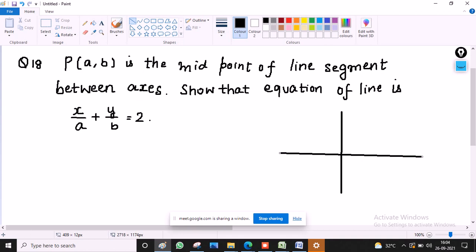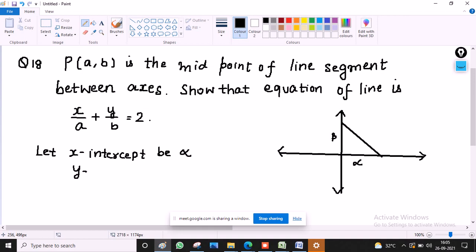If this is our x and y axis, we have a line that is between the axes. So the line is like this. Now let the x intercept be alpha and the y intercept be beta.